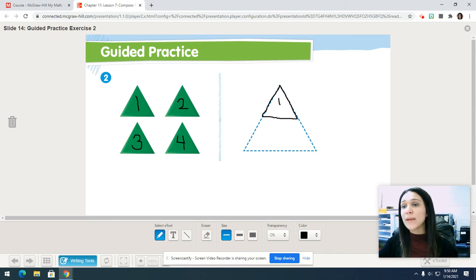All right, boys and girls, now we have to try to draw it on the bottom. Well, how many more do we need to draw? If we already used 1, how many do we have left over? 1, 2, 3 triangles. Good job.